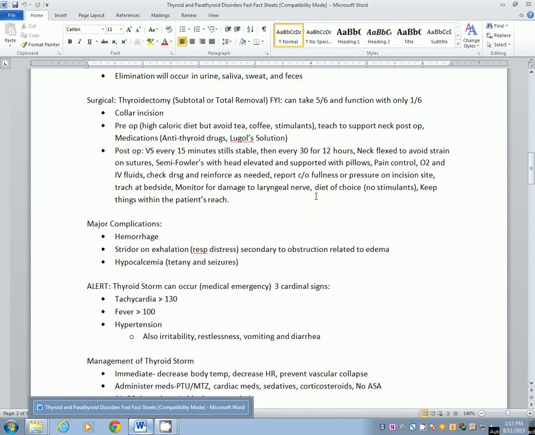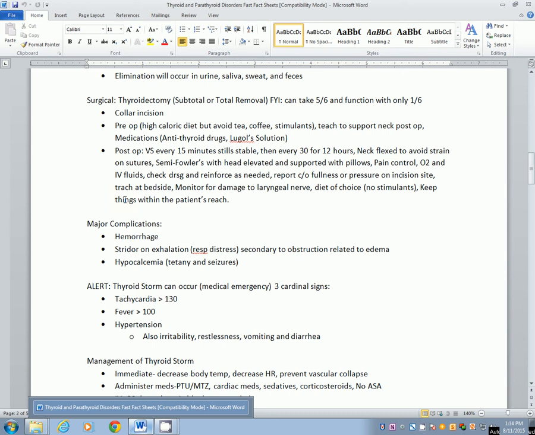If it's surgical repair, a thyroidectomy, subtotal or total removal, you can live without 5/6 and function with only 1/6 of your thyroid. They're going to have a collar incision. Preoperatively, you want them on a high-calorie diet, but avoid stimulants, no tea, coffee, or anything like that. Teach them to support their neck postoperatively. Again, they're going to need to be put on medications prior to surgery, your anti-thyroid drugs and your Lugol's solution.